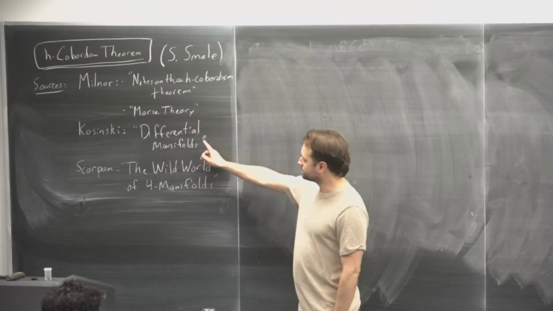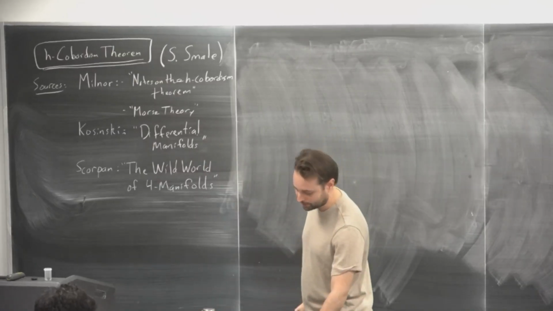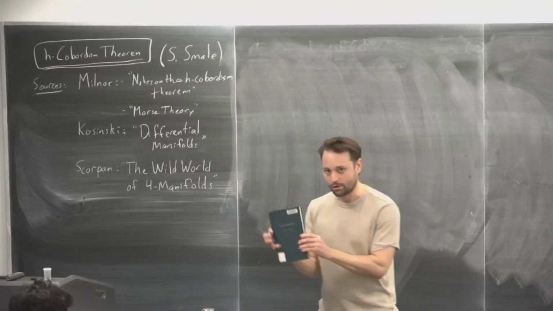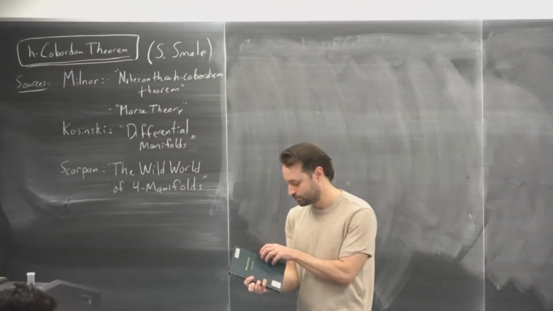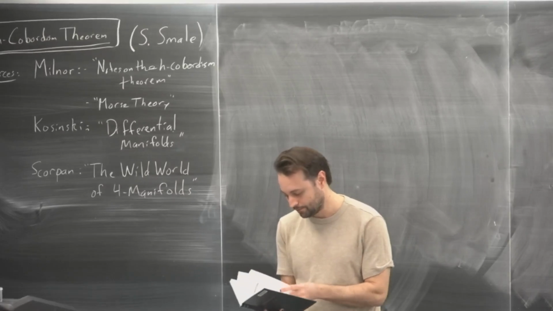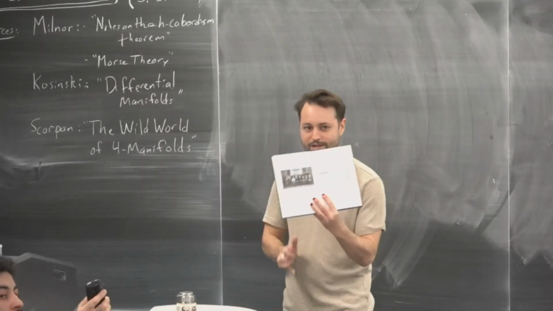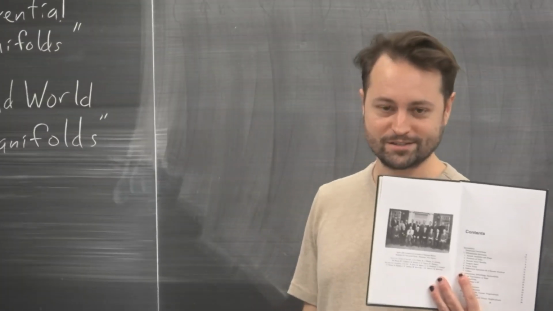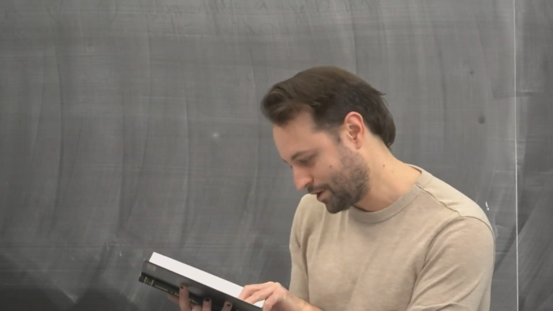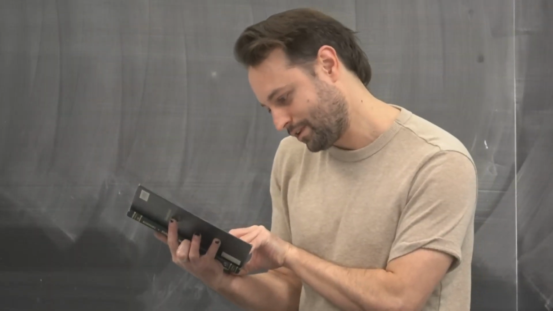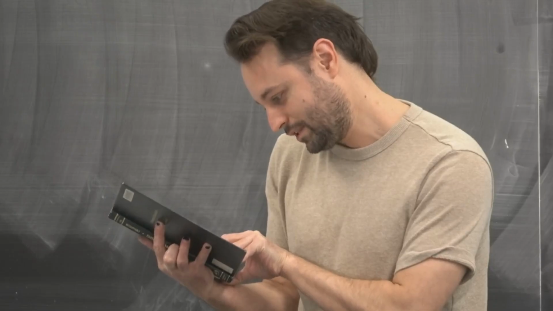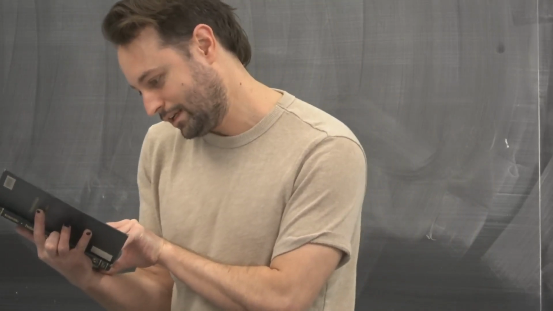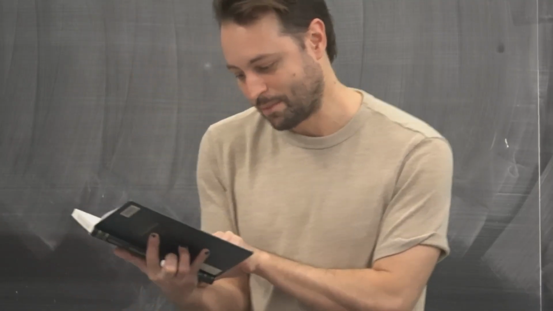Some other sources. This is one that's really good. I have a copy here. It's called Differential Manifolds by Kosinski. It's sort of an okay introduction to surgery theory itself. Something that's really cute about it is it has a picture in it of every famous differential topologist of the 1960s, except I don't think Novikov is there because of the Cold War. But Kervaire, Milnor, Chern, Hirsch, Whitney, Morse, Adams, Smale, Browder.